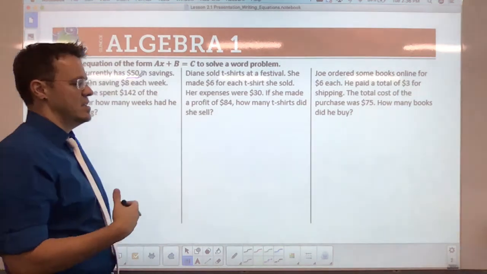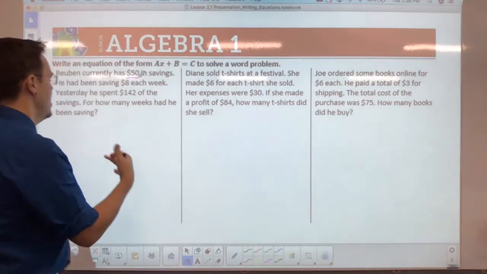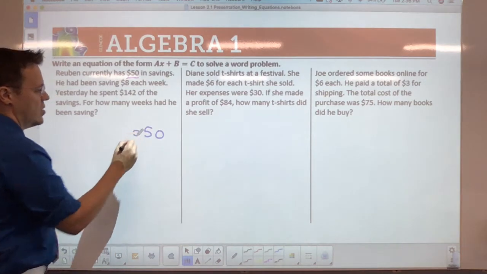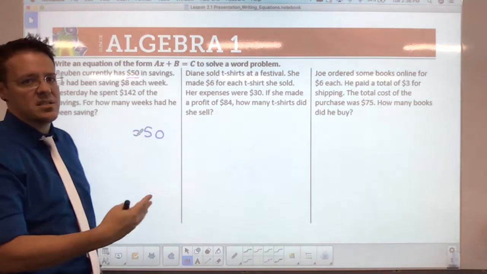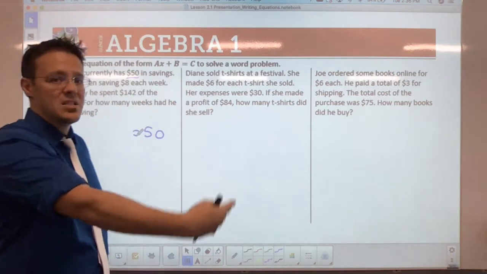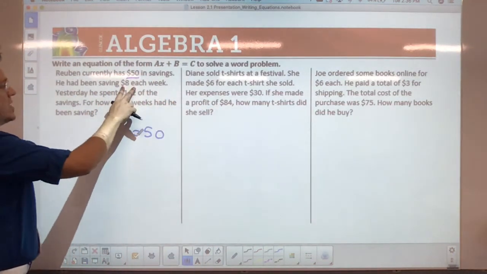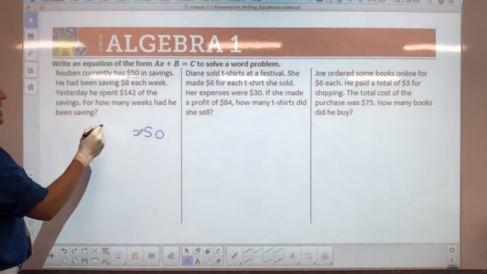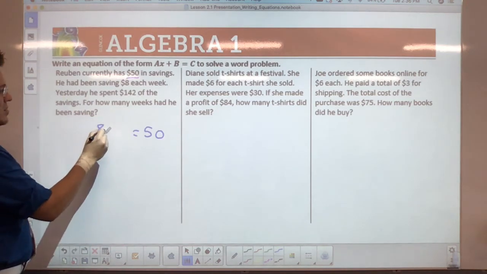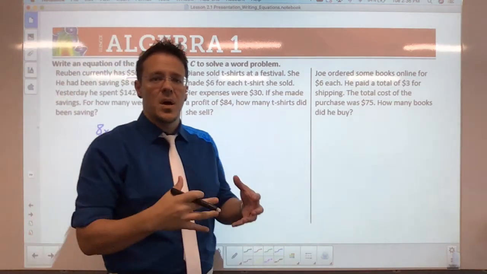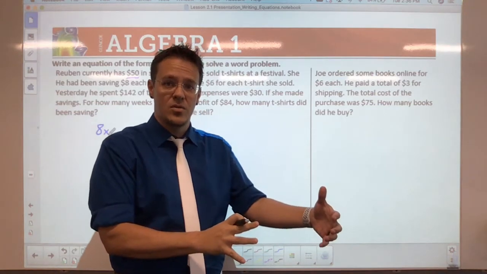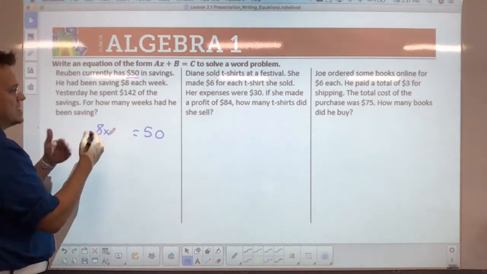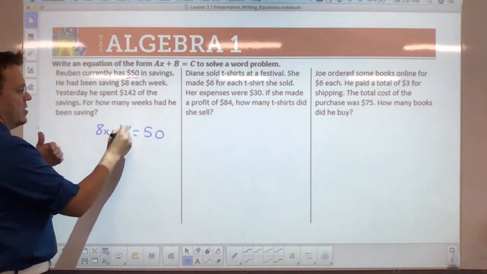So we have to understand where all these numbers fit into the equation, right? We know that Ruben currently has $50. That's his total. Totals always go on one side of an equation. In this case, it's represented by the letter C. Now, he was saving 8 a week. Just like the previous examples, when you have 8 something a week, it would be 8, and I don't care about the variable, we'll just use X because it's easier. Now, he spent $142. What is spending? Spending is a negative number, and he spent $142.